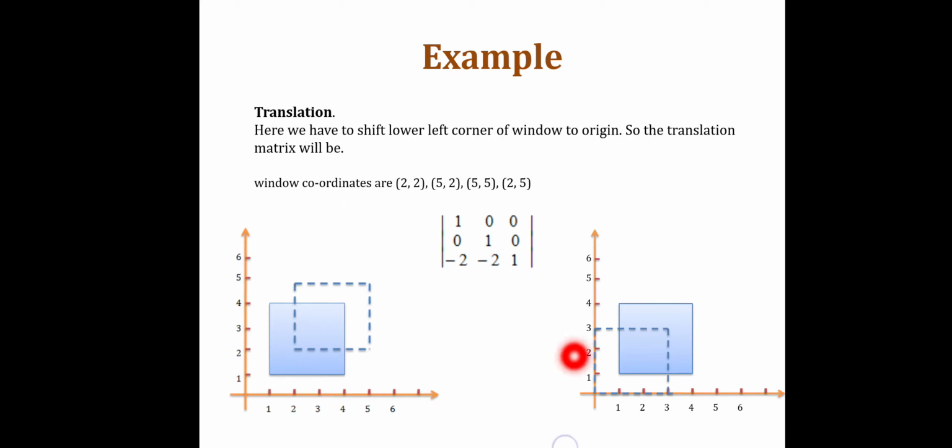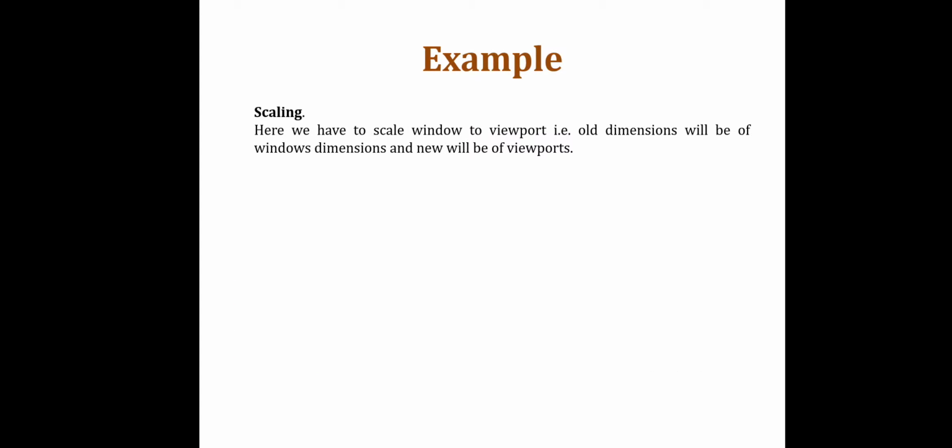In this way, you can see this window is now translated towards the origin. So here we have an origin point, right. Now my window is translated to the origin. So this is the first translation step. Now the second is the scaling.